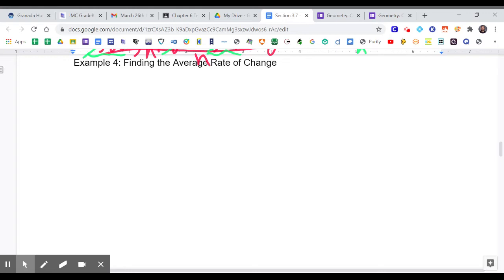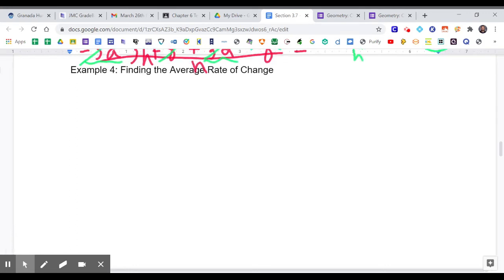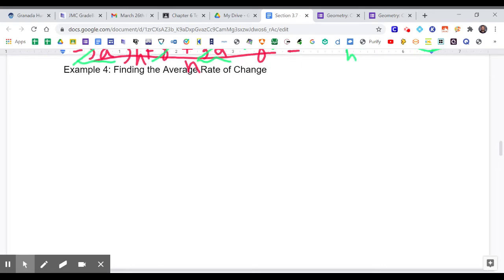Suppose a ball is released from the top of a hill, and the distance in feet that the ball rolls from the top of the hill t seconds after it's let go is given by the function d of t is equal to 5.7 t squared. Okay, so d of t, our distance in time, is equal to 5.7 times t squared. Find the ball's average speed between 7 and 12 seconds.